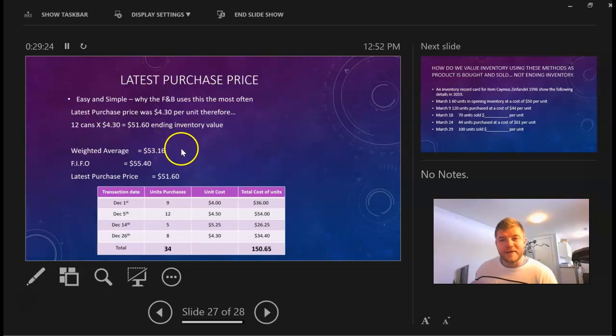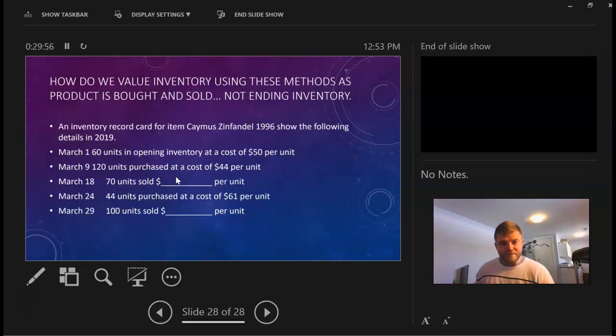And then as you can see here, we have $53.16, $55.40, or $51.60. In this instance, latest purchase price actually brought down our ending inventory, but it doesn't really matter what inventory style you choose as long as you stay consistent. I can't choose this month to use FIFO because it's going to make my balance sheet look better because I have more inventory, right? I'm just always going to use latest purchase price, good or bad.